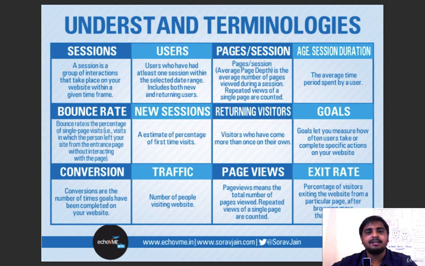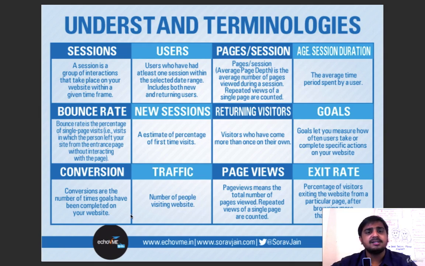So exit rate is basically when a particular page is the conclusion page for the visitors on your website. Page views. Page views means the total number of pages viewed. Repeated views of a single page are also counted. So that means a single user can actually have 100 page views on your website. Traffic is nothing but the number of people visiting your website.